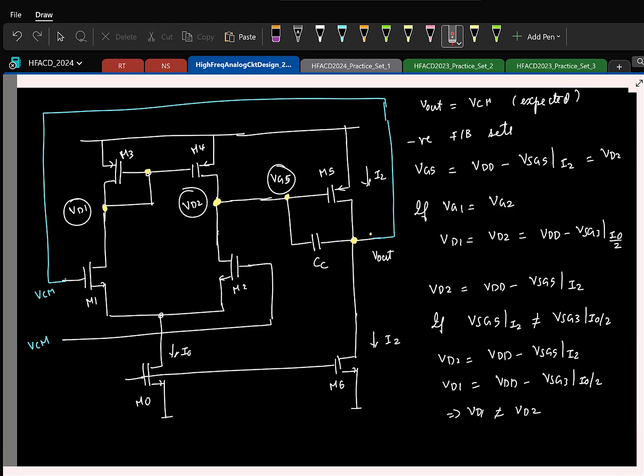But we know for a fact that if the two gate voltages are equal, the two drain voltages have to be equal. Now you see the two drain voltages are not equal. So what should that mean? The two gate voltages cannot be equal. Okay, that is the only way this could happen, right? So this will not be at VCM. This will be VCM plus some delta VOS. So which means my gate voltage of M1, which is the same as the output, is VCM plus some delta VOS. Okay, and this is called the systematic offset.